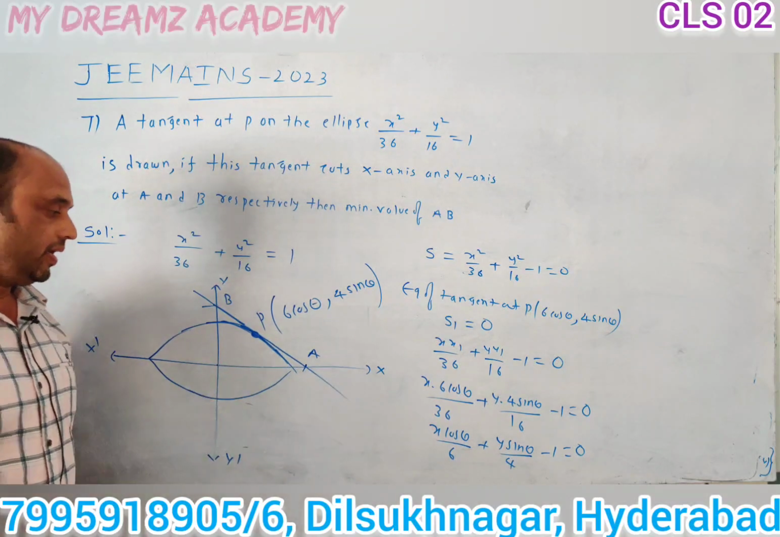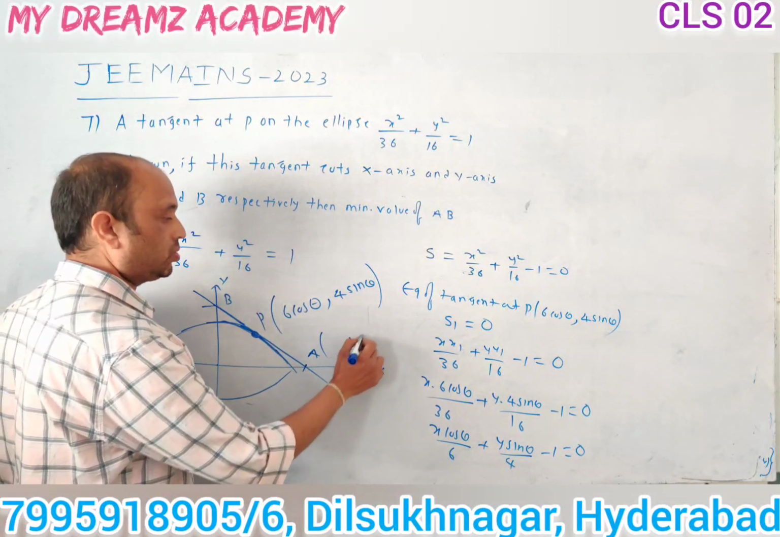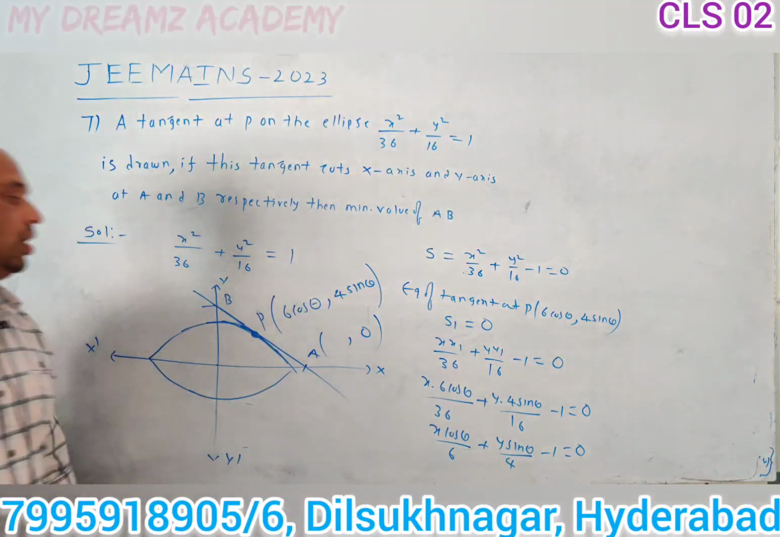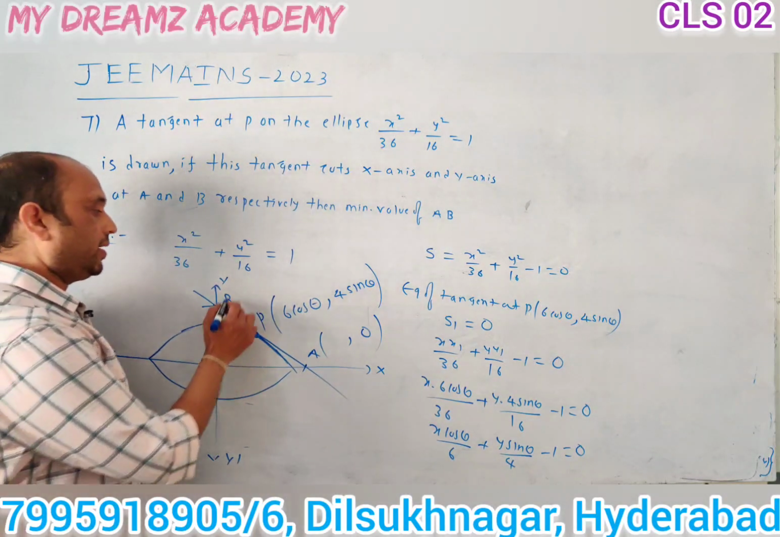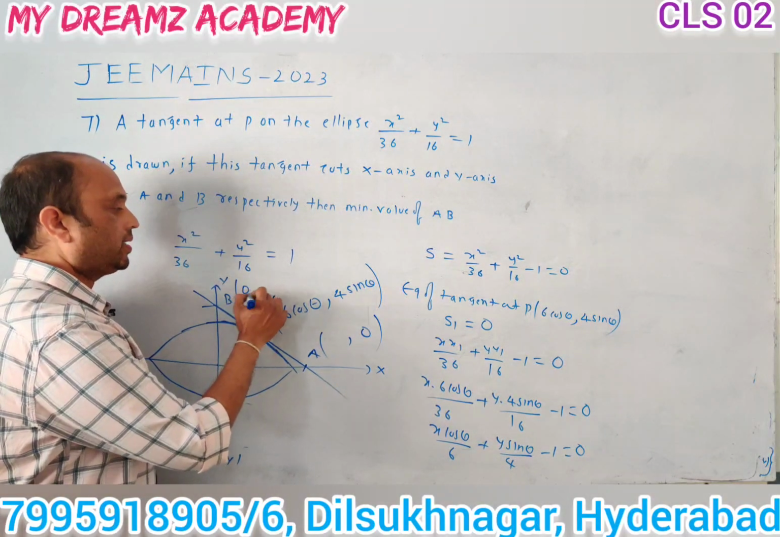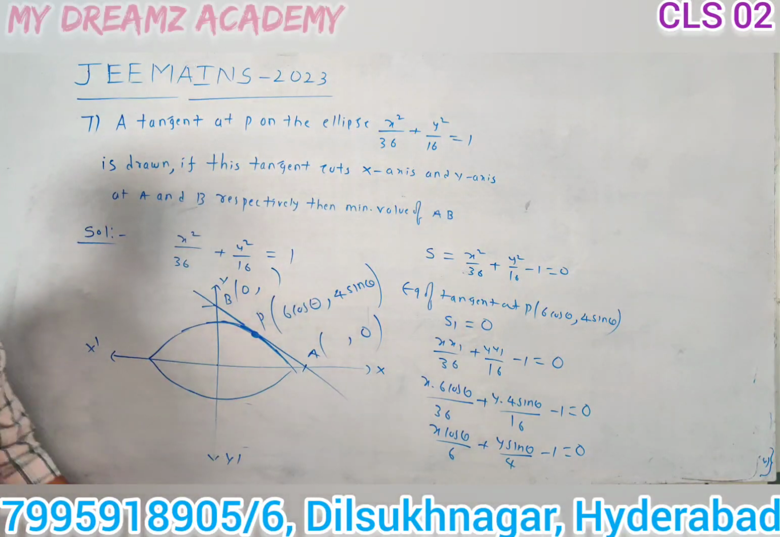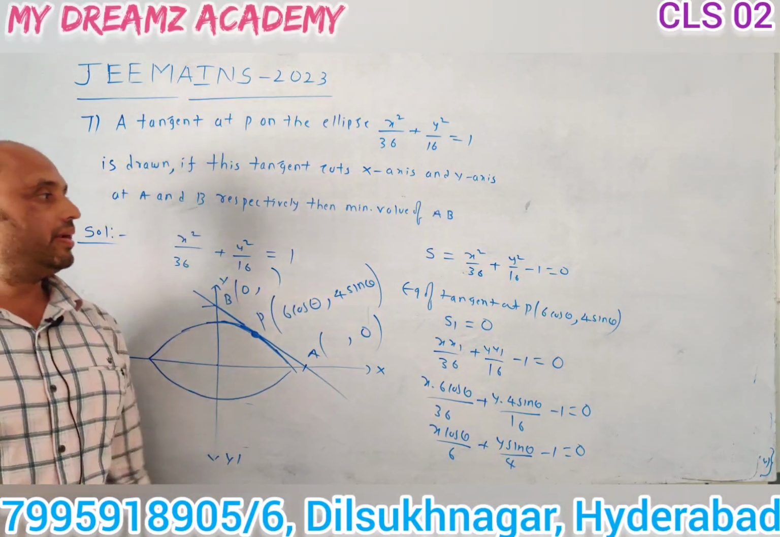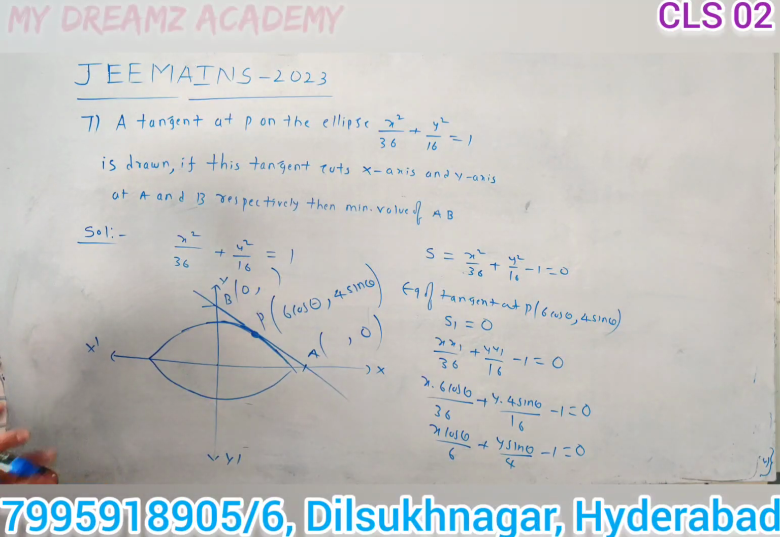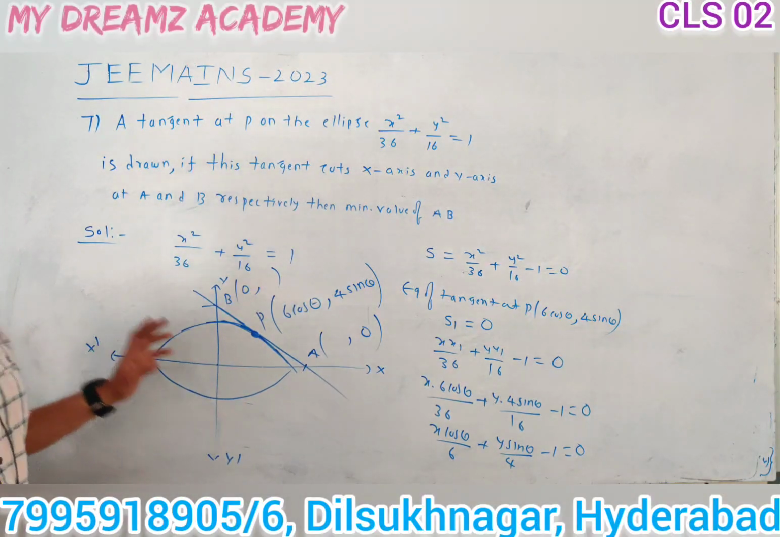It is given that this tangent intersects the x-axis at a point A, so the y coordinate is 0, and the y-axis at a point B, so the x coordinate is 0. So find A and B. After getting AB, then find the minimum value of AB. That is our required answer.